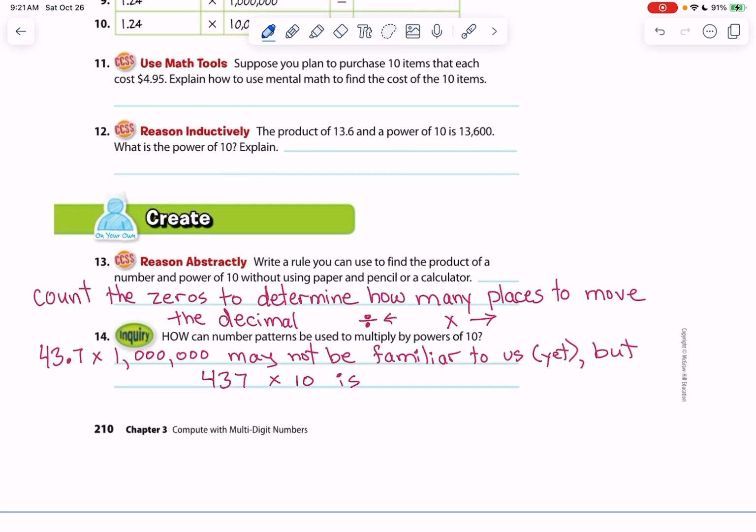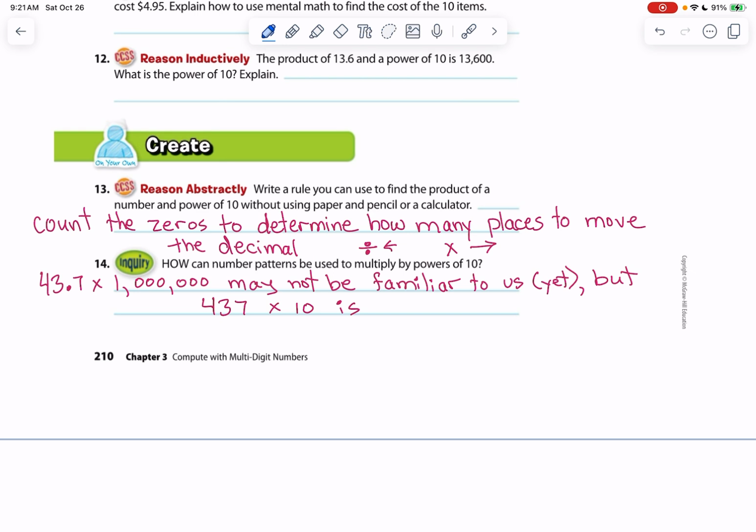All right, so let's look down here at the create. It says, write a rule you can use to find the product of a number and a power of 10 without using paper and pencil or a calculator. So look here. Count the zeros to determine how many places to move the decimal. If it's division, move left. If it's multiplication, move right, except in the case when the power of 10 is less than 1, then you move left. Okay? All right.